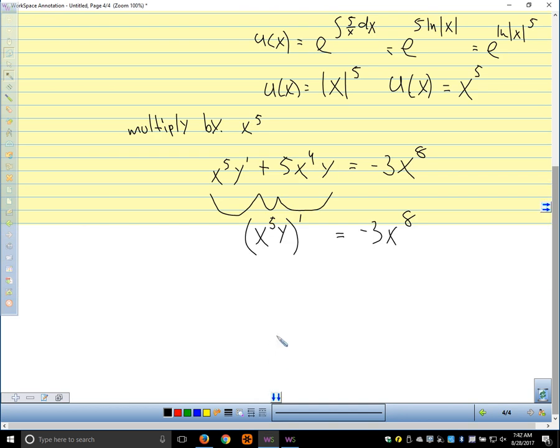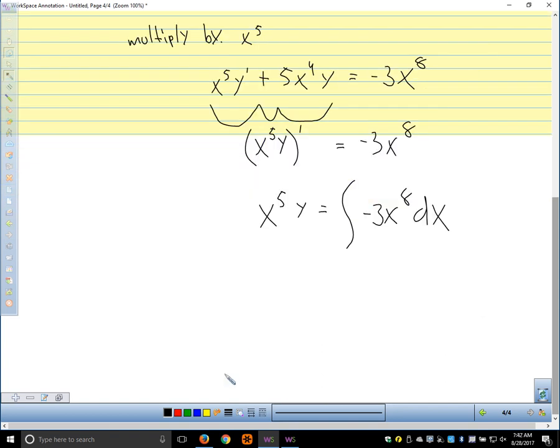I'm going to integrate both sides. So x to the fifth y equals the integral of minus 3x to the eighth dx. And when you multiply through by your integrating factor, for what we're doing, you should always get an integral that's relatively easy to evaluate. That's part of the reason that we do that integrating factor.